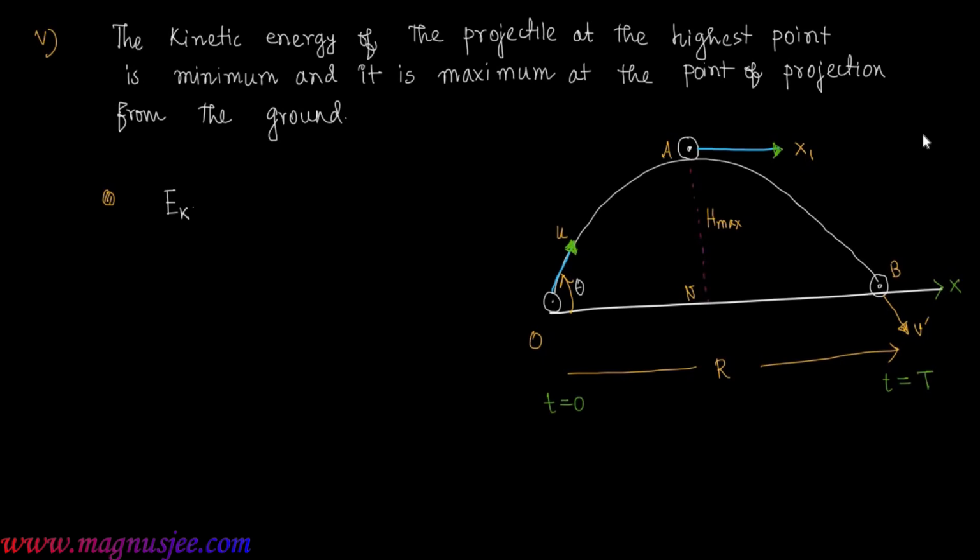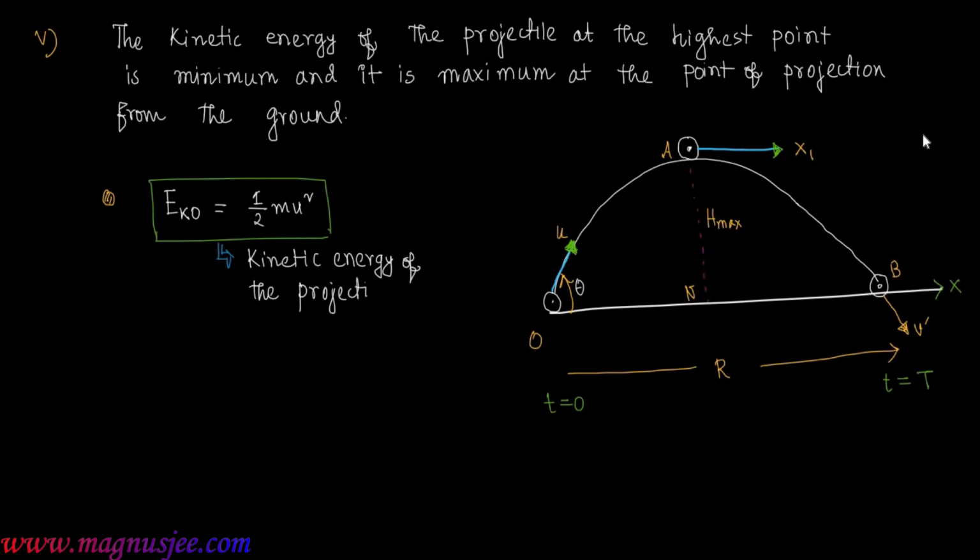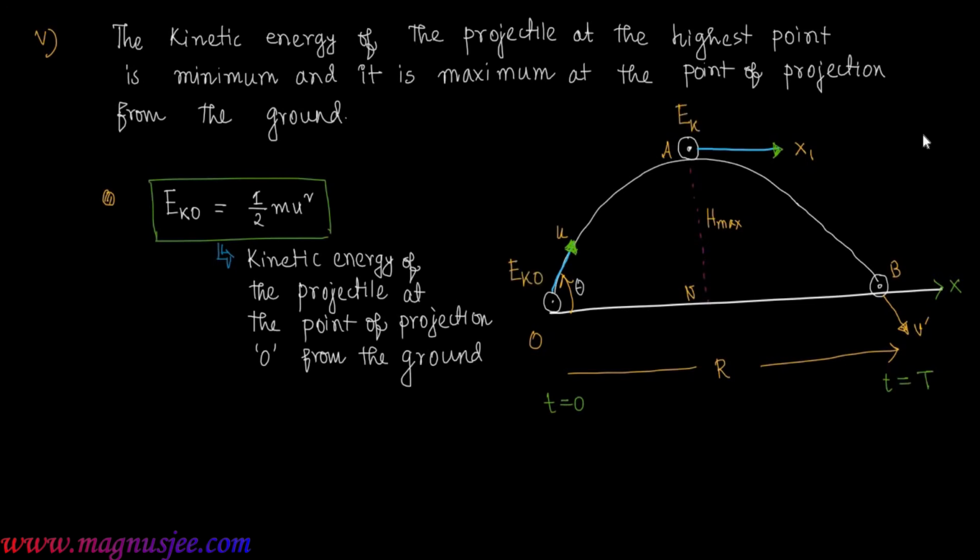Now the kinetic energy of the projectile at the point of projection O is EKO, which is equal to half m u square. This is the kinetic energy of the projectile at the point of projection O from the ground, which is the maximum kinetic energy. EKO is the kinetic energy at the point O and EKA is the kinetic energy of the projectile at the point A. And EKA is equal to half m v square, which is the kinetic energy of the projectile at the highest point A. Now we can resolve u into two rectangular components.